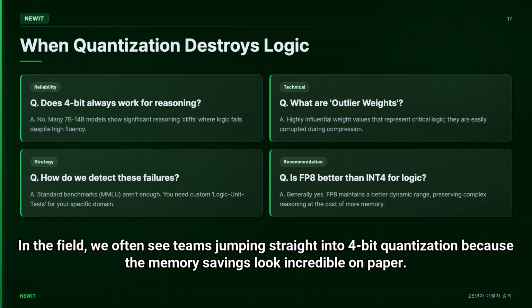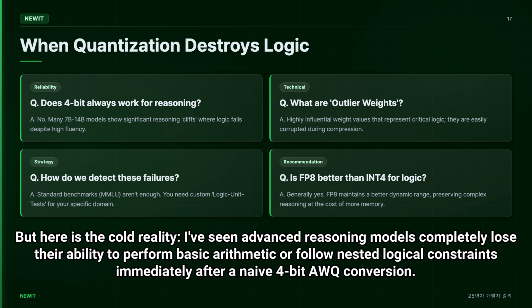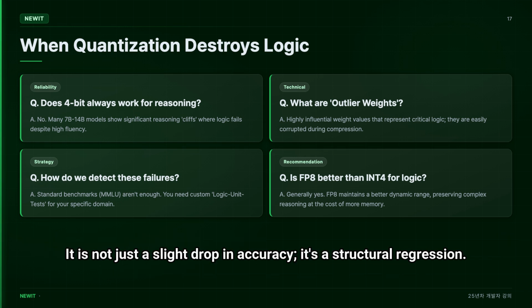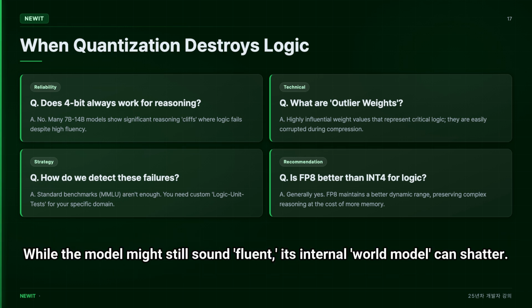In the field, we often see teams jumping straight into 4-bit quantization because the memory savings look incredible on paper. But here is the cold reality. I've seen advanced reasoning models completely lose their ability to perform basic arithmetic or follow nested logical constraints immediately after a naive 4-bit AWQ conversion. It is not just a slight drop in accuracy, it's a structural regression. While the model might still sound fluent, its internal world model can shatter.